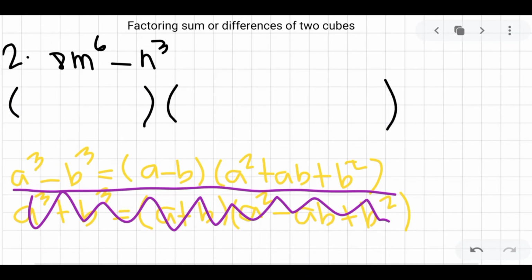Okay, so first, what is the cube root of 8? The answer is 2. Then, divide the exponent 6 by 3. The answer is 2. Copy the sign, negative. Next, 3 divided by 3. The answer is 1. So, n na lang ang natira.